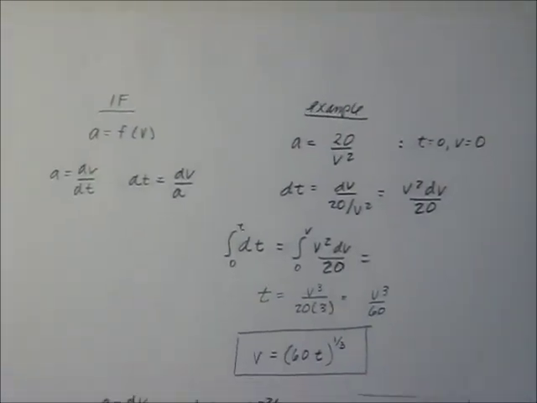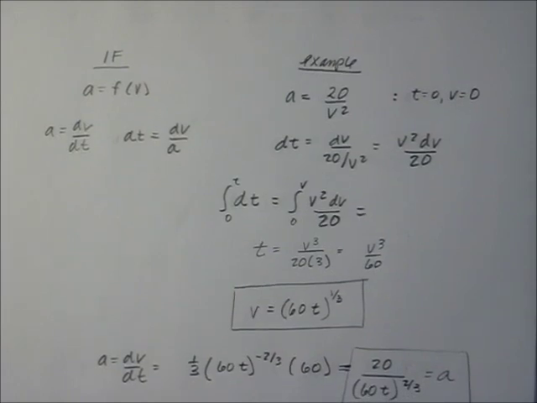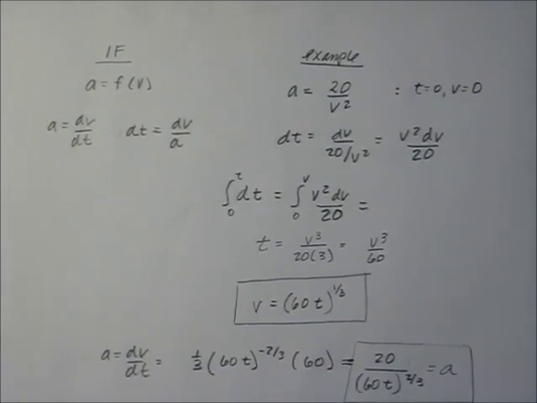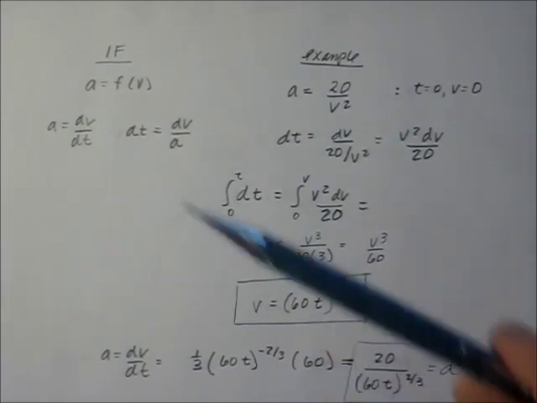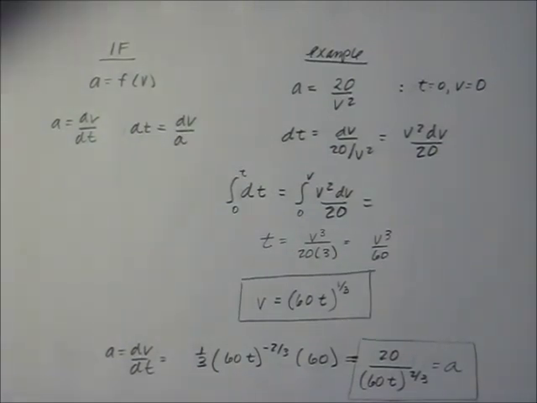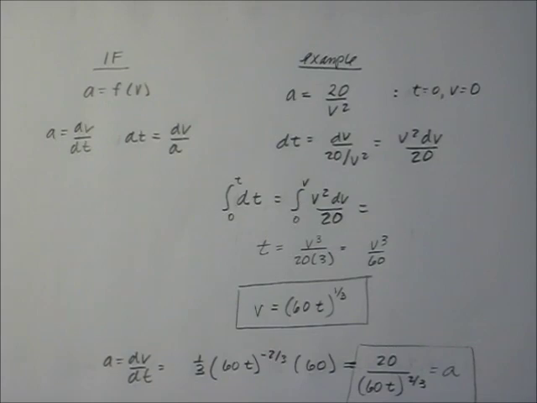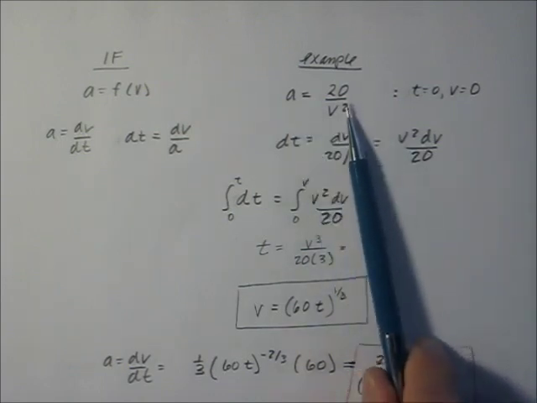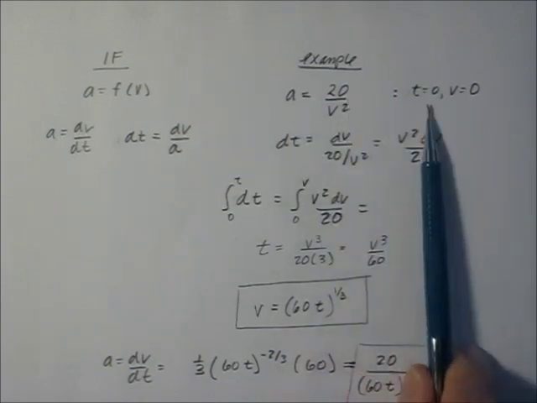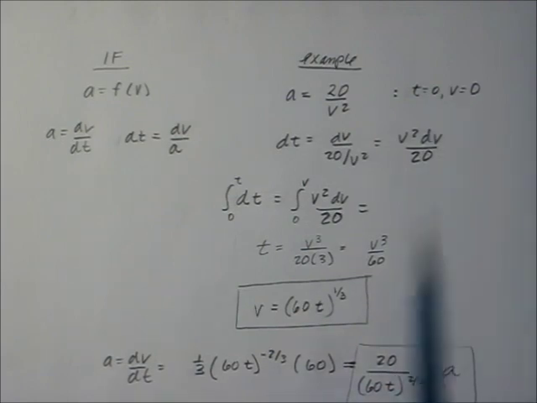Sometimes velocity and acceleration are related, and acceleration can often be a function of velocity. This is very common. I'm not going to say it's the most common alternative scenario, but we often find that acceleration is a function of velocity. So here's an example: a is equal to 20 over v squared, and we'll say our initial conditions are v is equal to 0 at t is equal to 0.